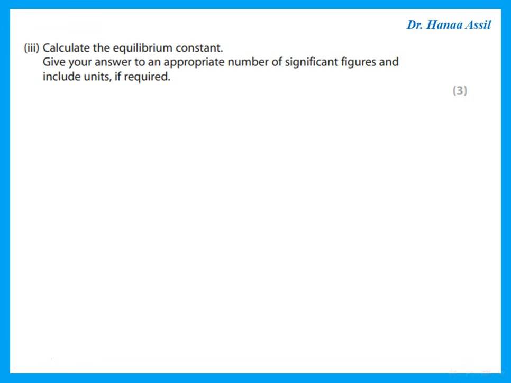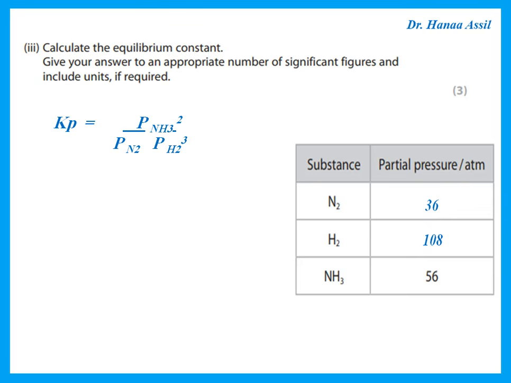And then calculate the equilibrium constant. Of course, we said this was the expression for the equilibrium constant. Now, looking at the table, it gives me the values for each partial pressure. We put them into the equation to the power of their coefficient. We get this value for K.